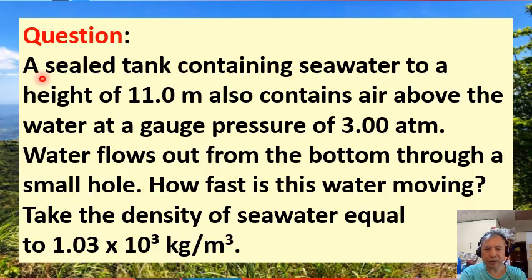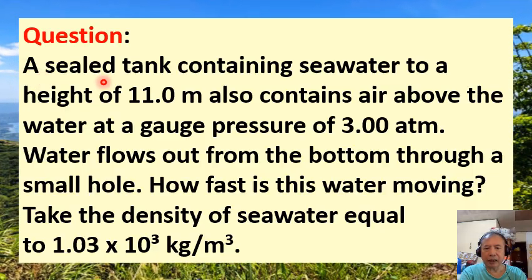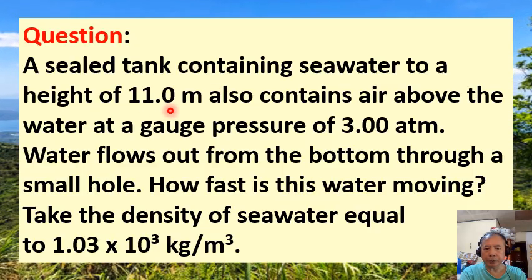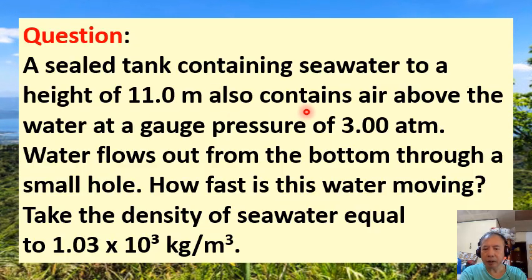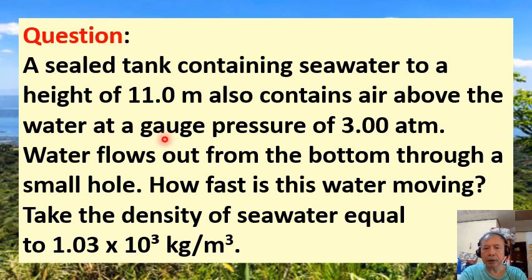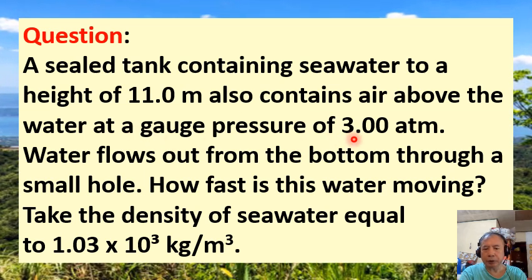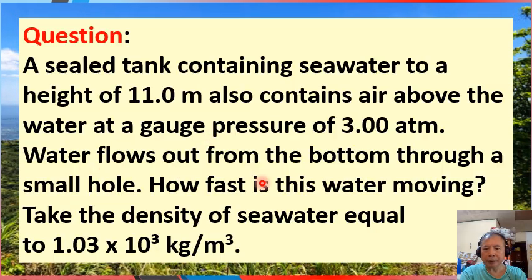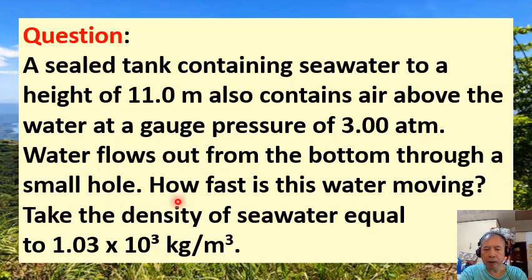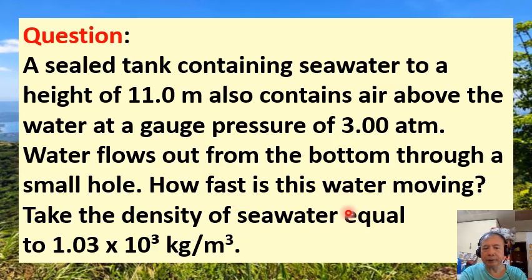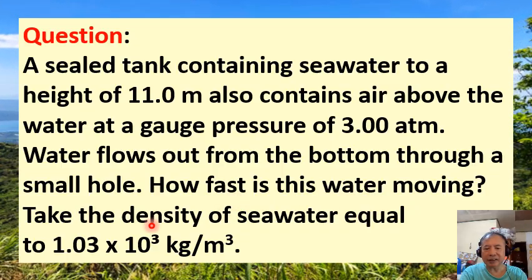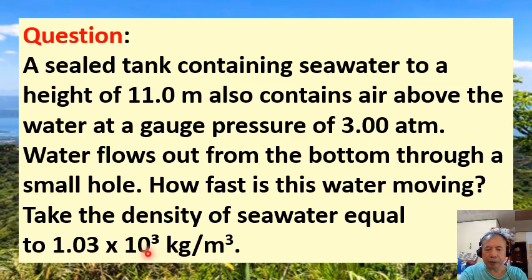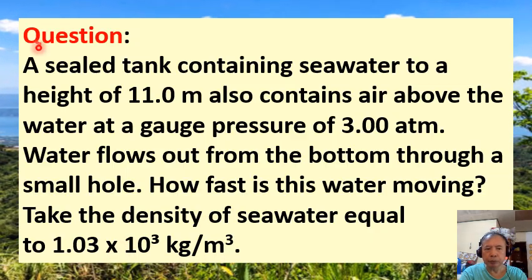The question is, a sealed tank containing seawater to a height of 11.0 meters also contains air above the water at a gauge pressure of 3.00 atmospheres. Water flows out from the bottom through a small hole. How fast is this water moving? Take the density of seawater equal to 1.03 times 10 to the third power kilogram per meter cubed.